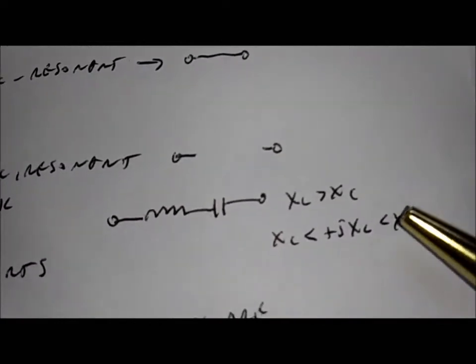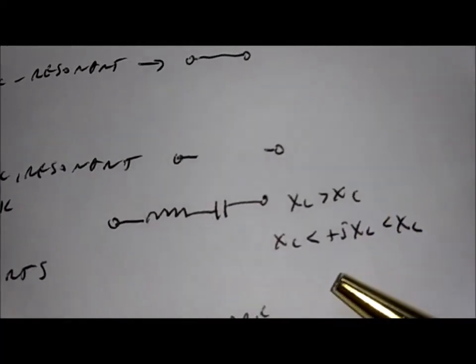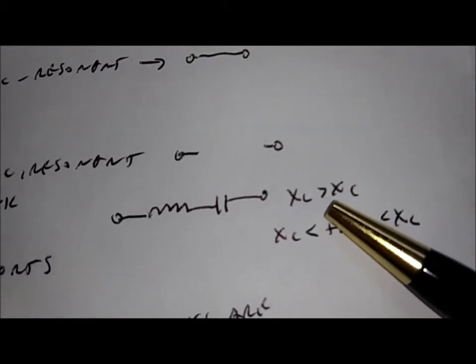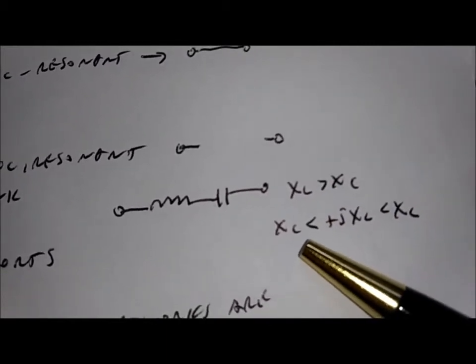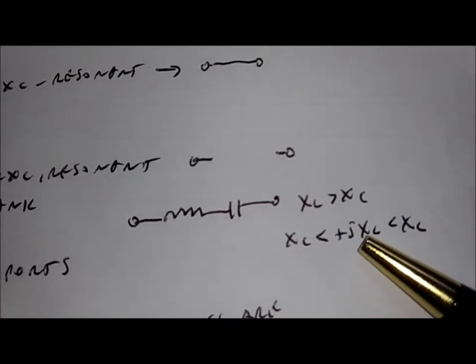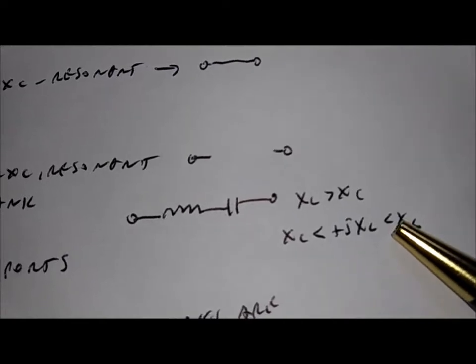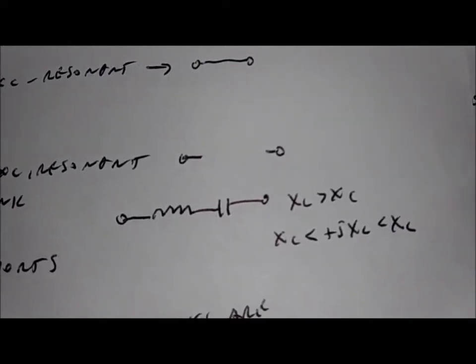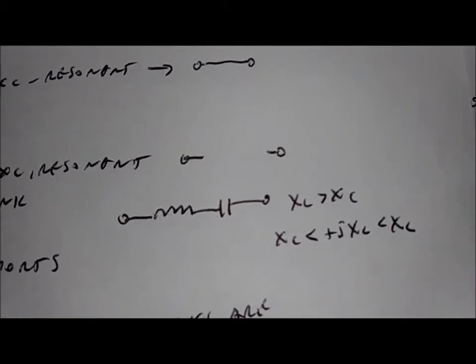The third case is when X sub L is not equal to X sub C. For example, if X sub L, inductive reactance, is greater than X sub C, we get the condition of X sub C is less than plus JXL, which is less than XL. Stop and think about that for a second. It's fairly simple. It's just one is bigger than the other.